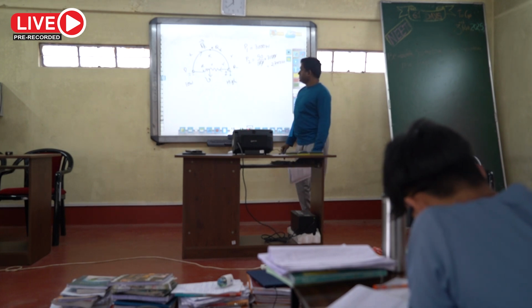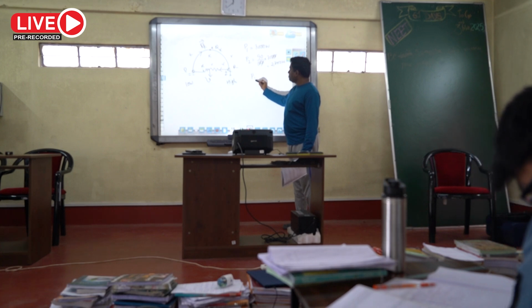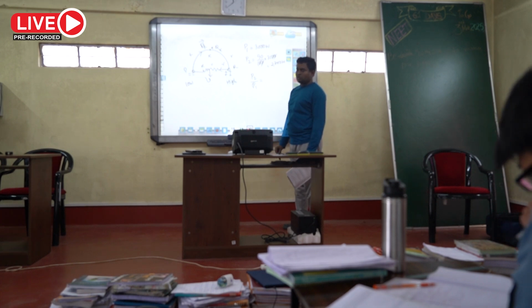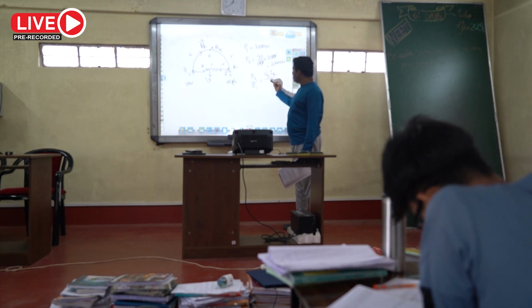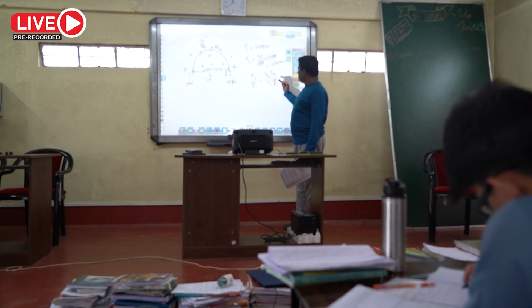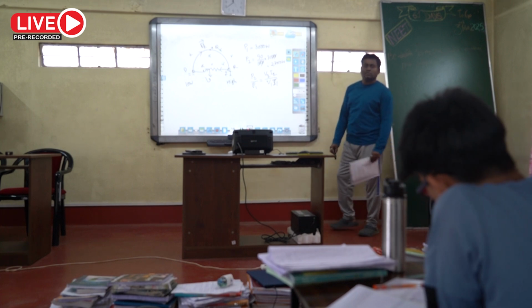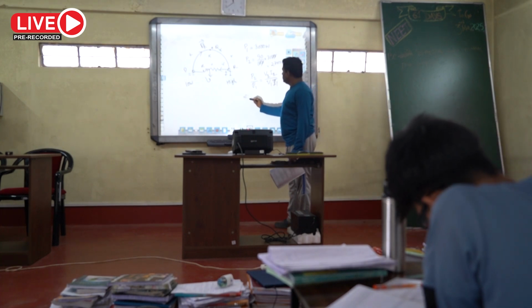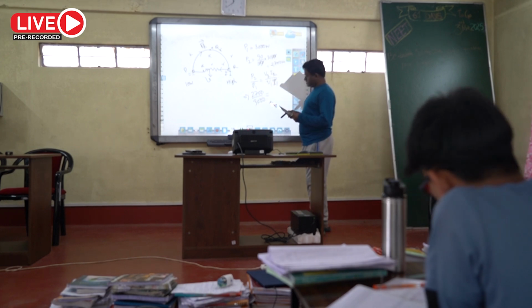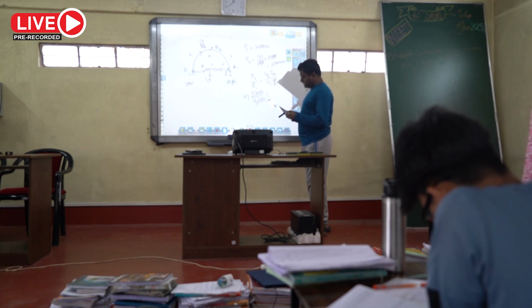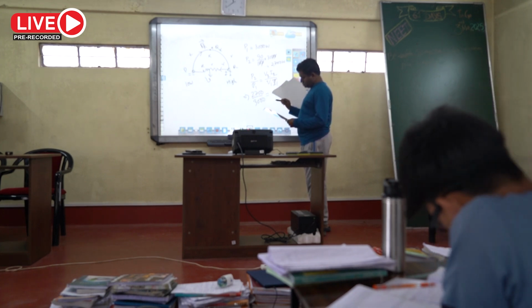Now in transformer, we can write that P2 by P1, where 2 is the secondary coil and 1 is the primary coil, equals V2 I2 by V1 I1. Just put the values. P2 is 2700, P1 is 3000. Now V1 is given, V1 is 200.